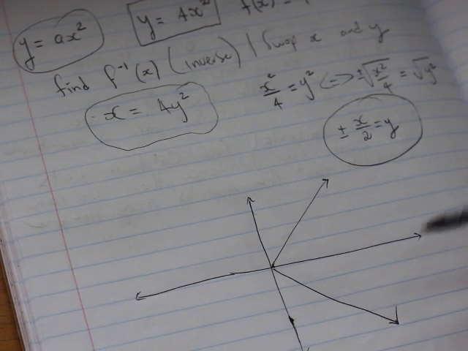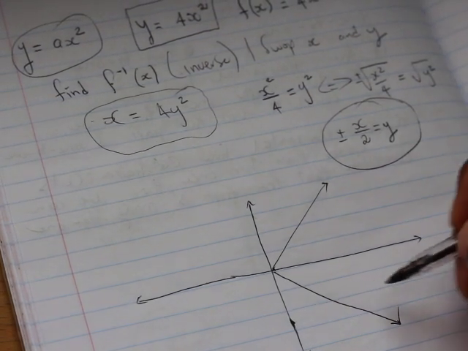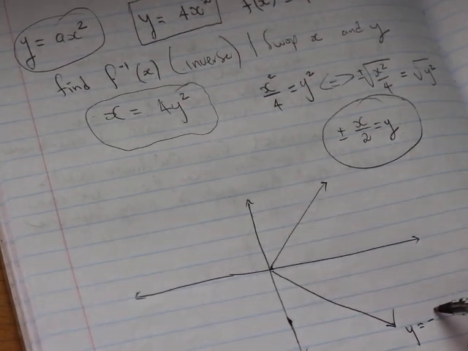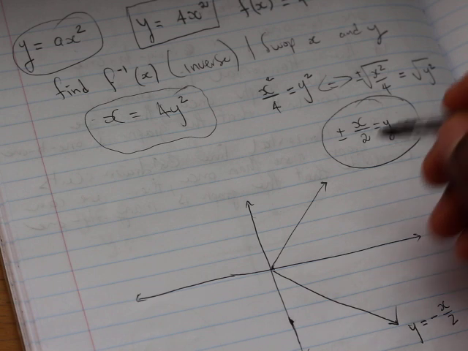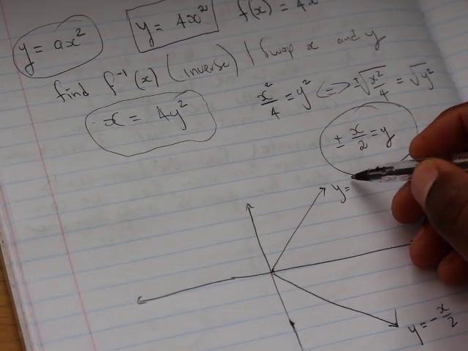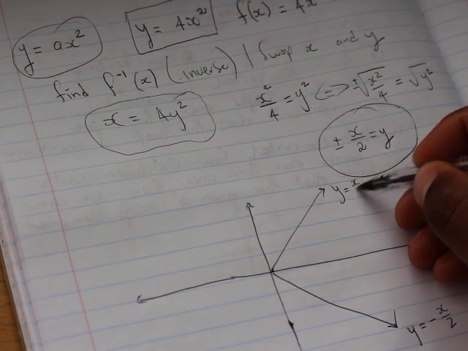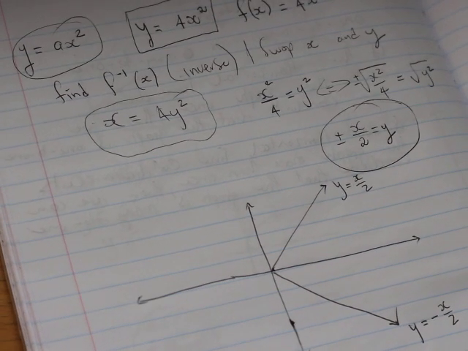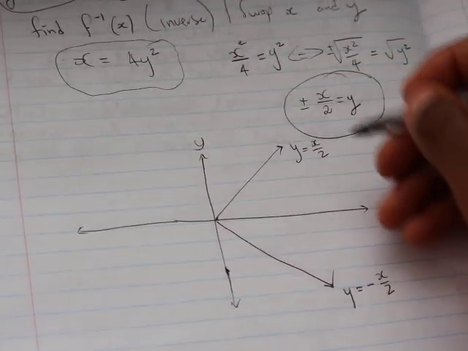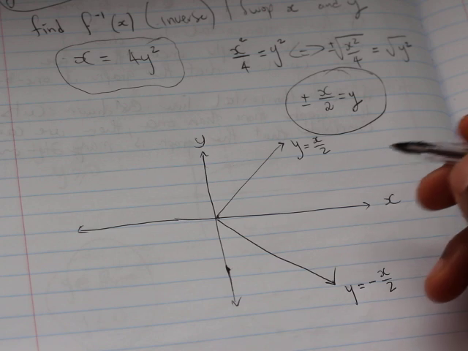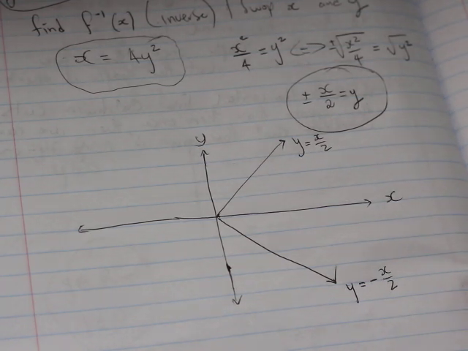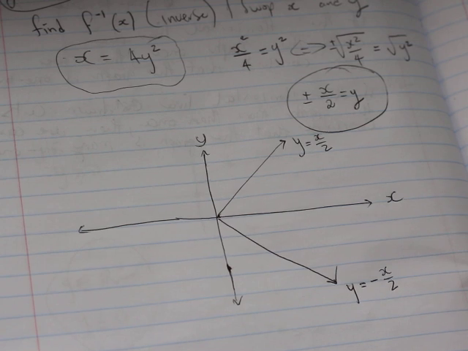And obviously if it's negative, then this is actually y is equal to minus x over 2, and that is equal to just x over 2. Do you understand? So this is the inverse. So this is your y, and this is your x. Okay, and there you have it. This is the inverse.